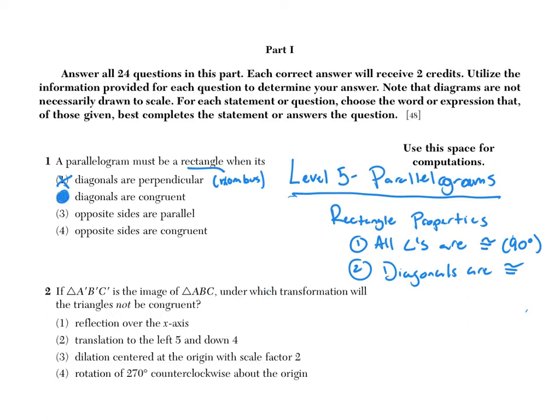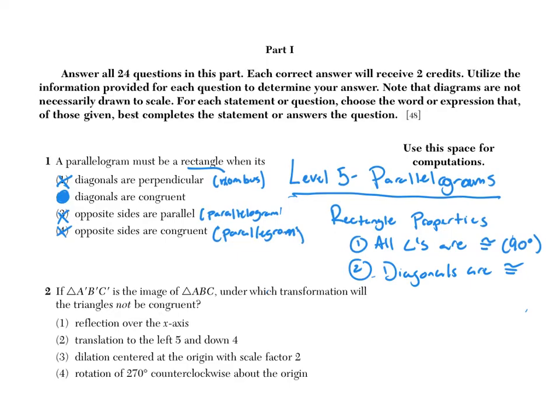3, opposite sides are parallel. That is a parallelogram property. Duh. It's in the name. And 4, opposite sides are congruent. That is also a parallelogram property. So that was a pretty straightforward one. You just had to know the properties of a rectangle. Remember, you've got to remember these properties for the exam.